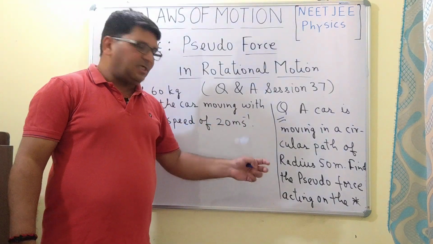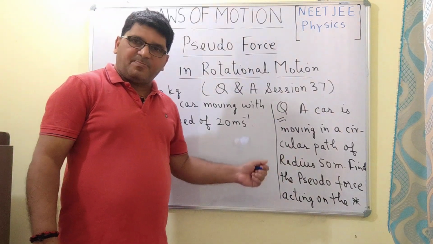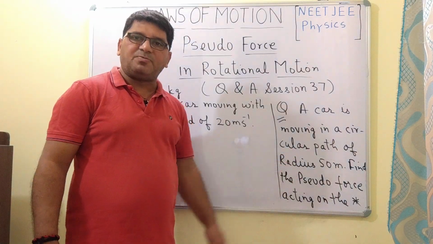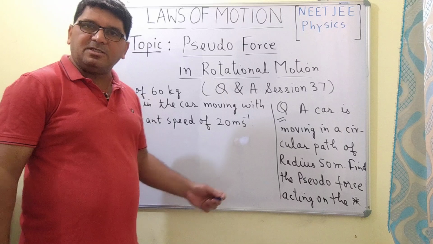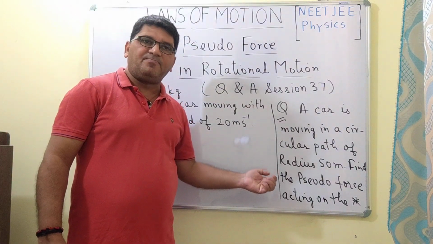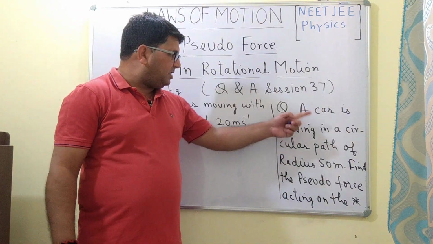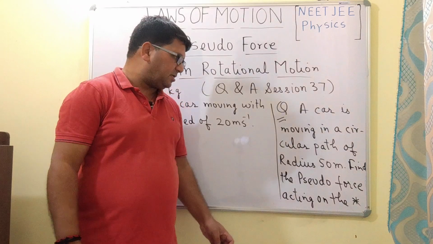So we all know that the pseudo force is an apparent force which acts on an object when observed from the non-inertial frame, and a non-inertial frame is a frame which is either accelerating or rotating. So here the car is moving in a circular path, so this is a rotational motion.